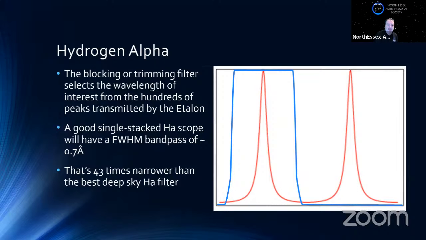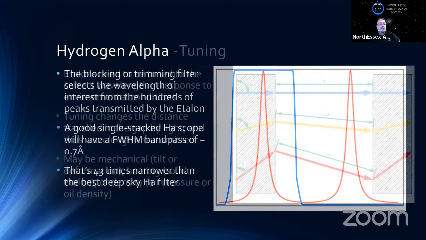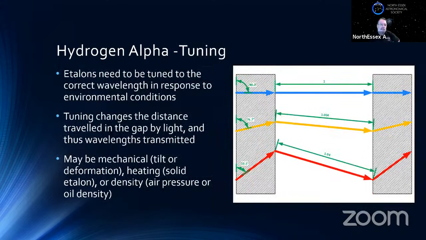So we need 2 filters, one to make a really narrow peak, or a series of really narrow peaks at different wavelengths, and then a second one to pick out the one wavelength we're interested in. We also need to tune the Etalon. Because we make them, but we can't make the gap precisely how we want it to be.